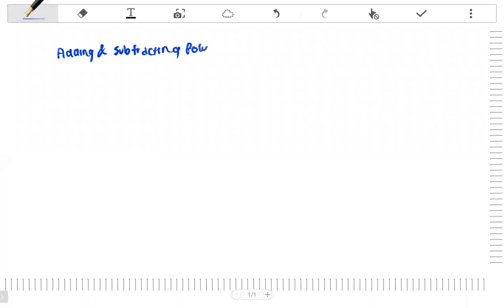polynomials. That's really bad handwriting.